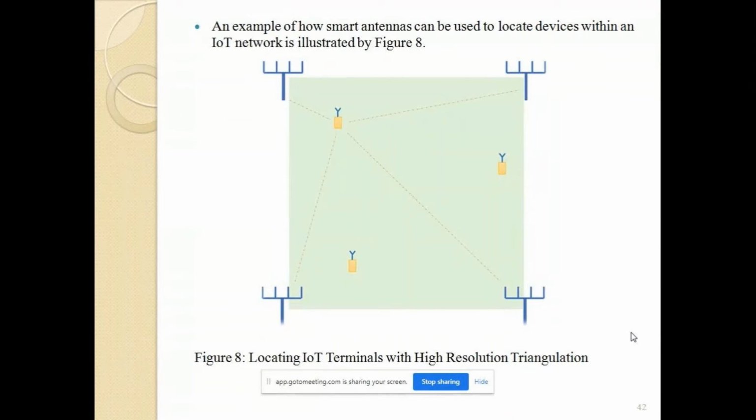Here, multiple smart gateways are positioned. You can see in the figure, and I would like to repeat this point, it is very important. Multiple smart gateways are positioned at the edges of the coverage area, each producing a highly accurate estimate of device bearings. The gateways cooperate to triangulate the bearings, and hence they locate the IoT devices. So this is an important aspect.